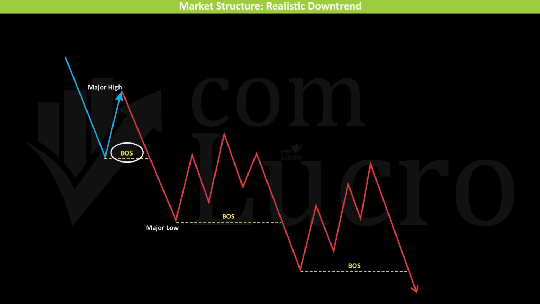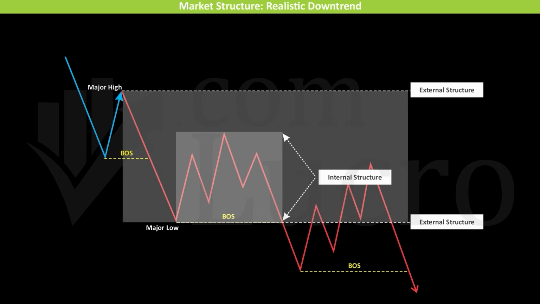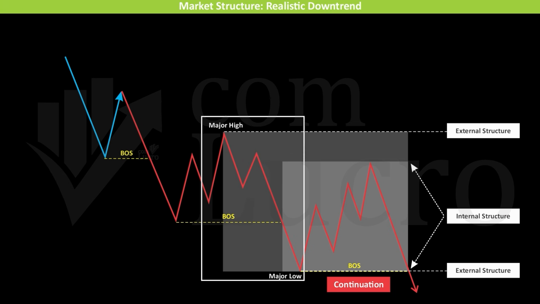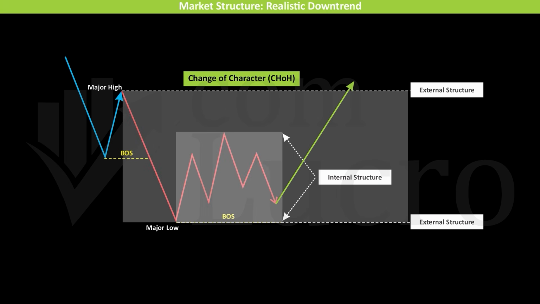We also identify a major low, marking the lowest point reached after the structural break. These 2 points, a major high and low, act as our external structures, while all structures developed between them are viewed as internal. Should the price break these major lows downward, it signals a continuation of the trend as illustrated here. Conversely, if the price climbs above the major high, this would be indicative of a potential trend reversal.